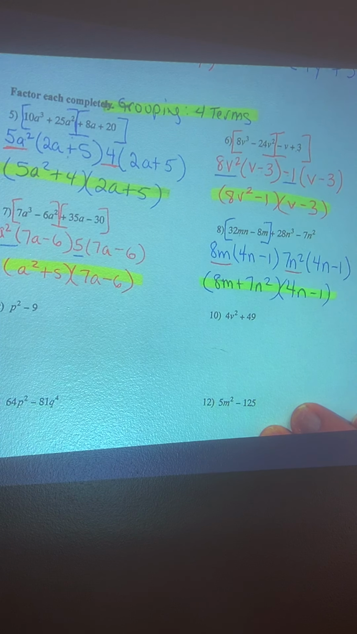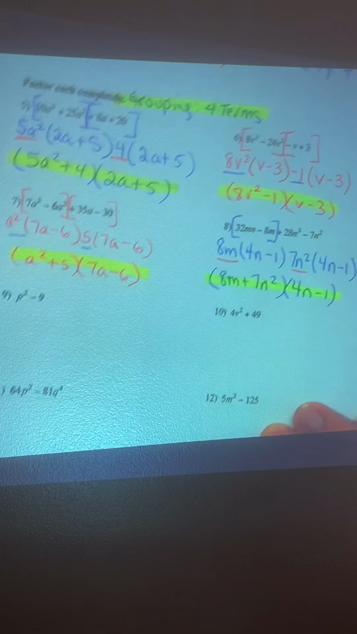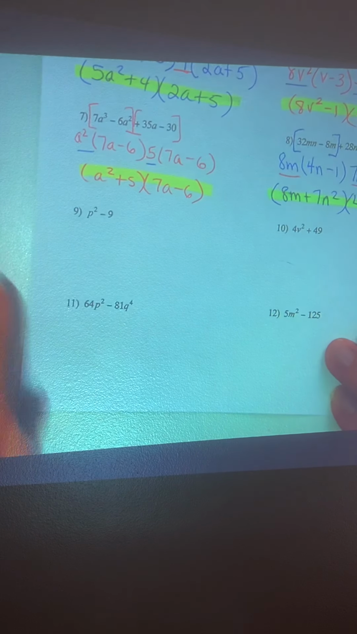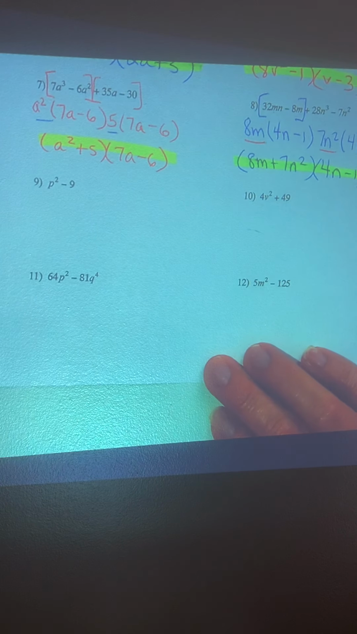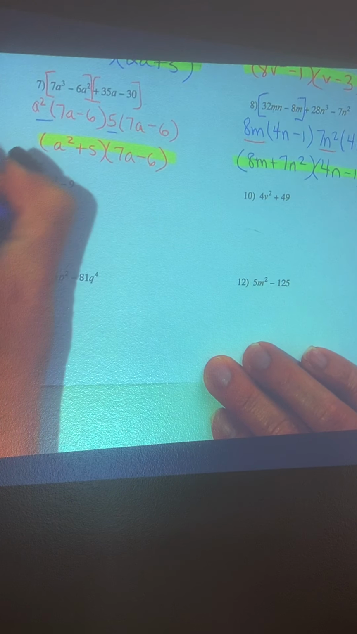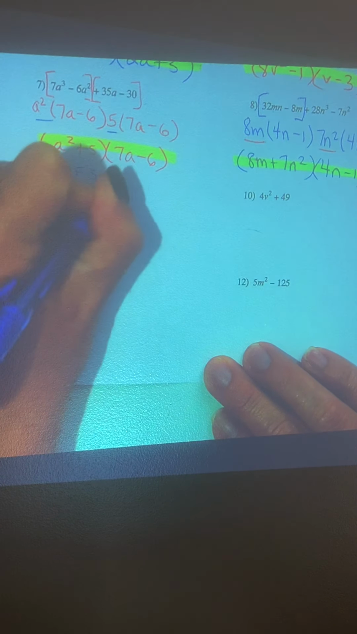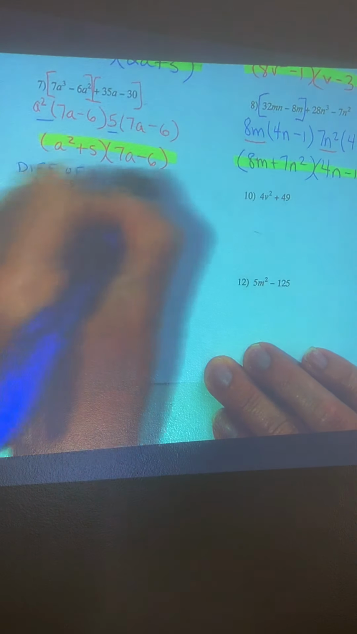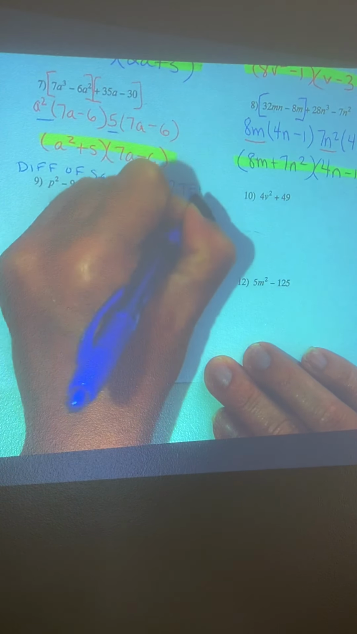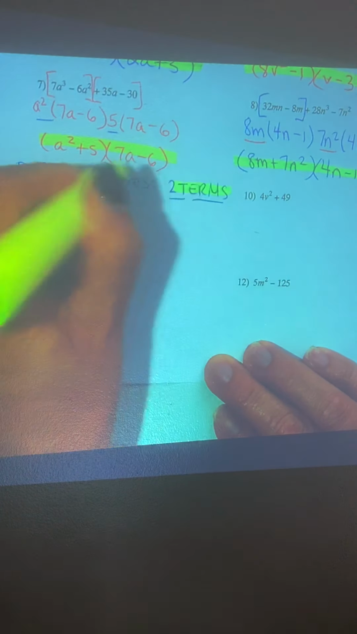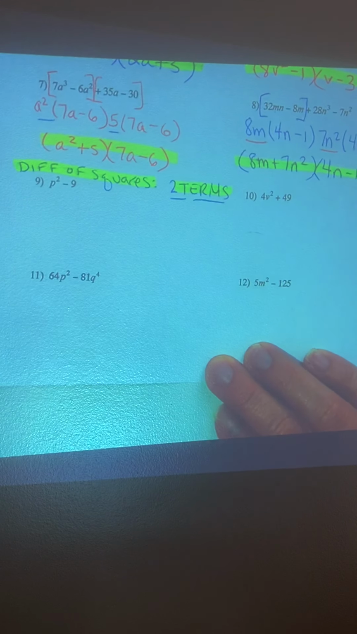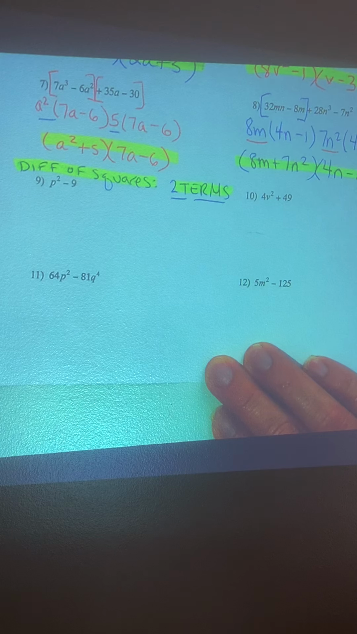Okay, the last 4 problems have to do with difference of squares. With difference of squares, here's the key for difference of squares. You need to have 2 terms. All right, you need 3 things. You need 2 terms. You need a subtraction sign. You need to take the square root of each, 1 plus, 1 minus.